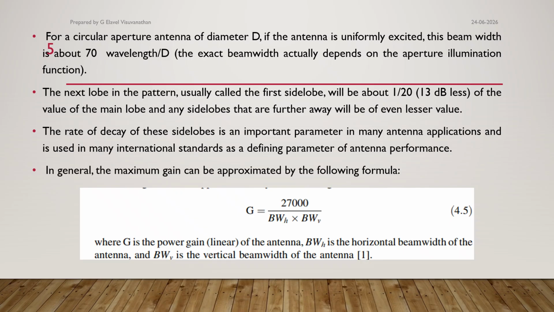In general, the maximum gain can be approximated with the formula G, which is gain, equals 20,000 divided by beamwidth H times beamwidth D, where D is vertical and H is horizontal. So it is BWH into BWD, the beamwidth from the horizontal point of view and the beamwidth from the vertical point of view, which will result in the maximum gain.